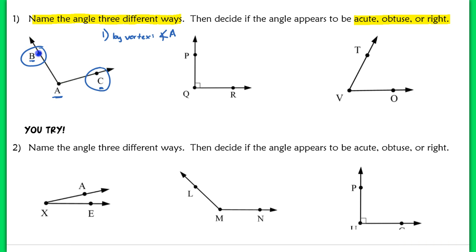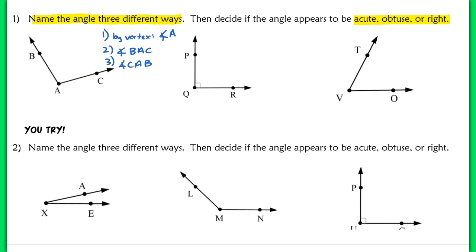So I have a point on the ray here and another point on the ray here. Now I can name this, and the order is important. I'll talk about the order in a second, but the second way that I can name this is angle BAC. Okay, so angle BAC. And finally, the third way is going to be angle CAB.